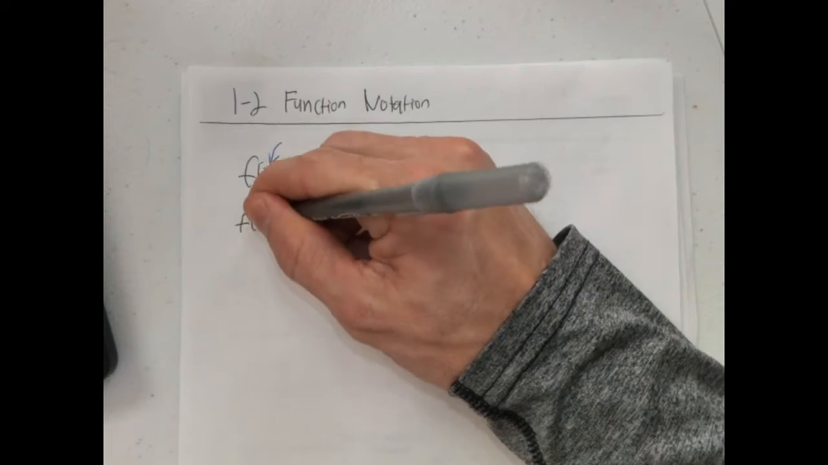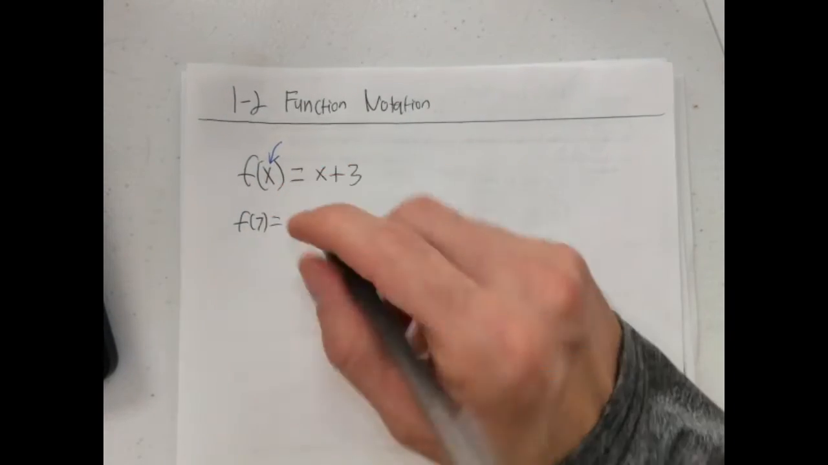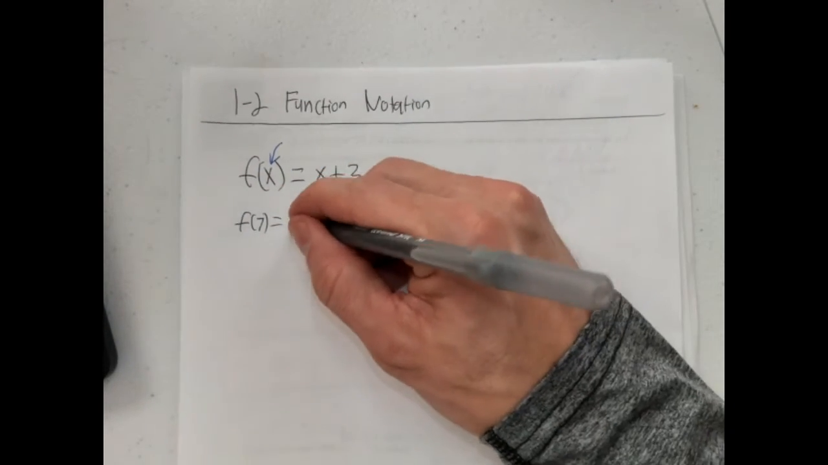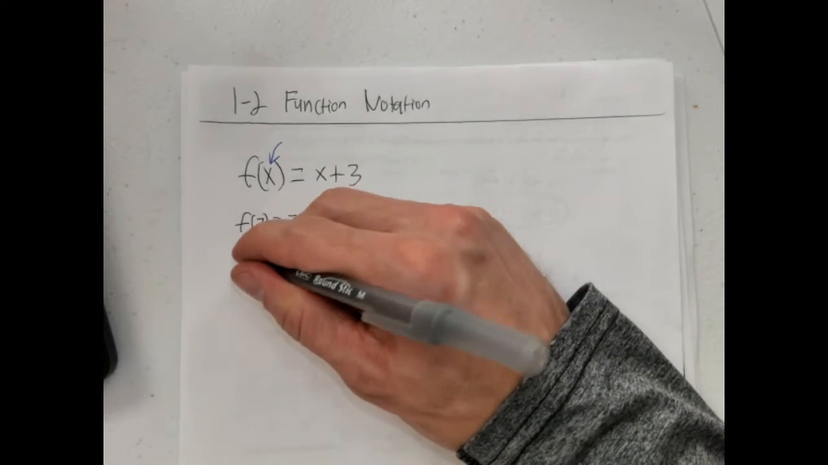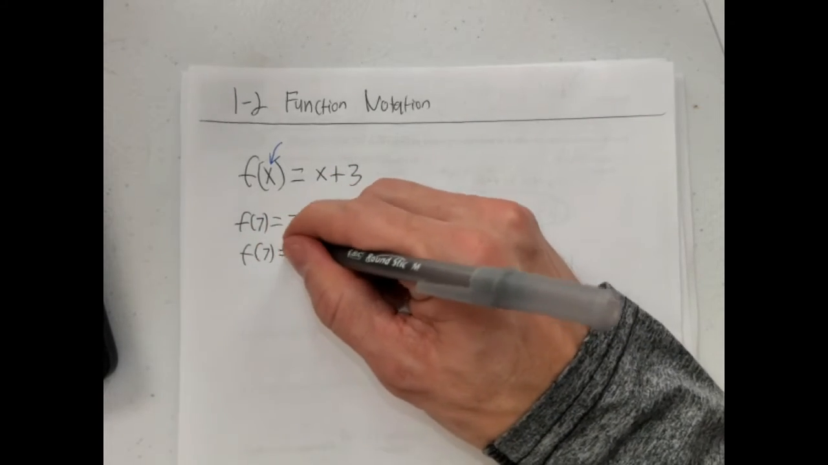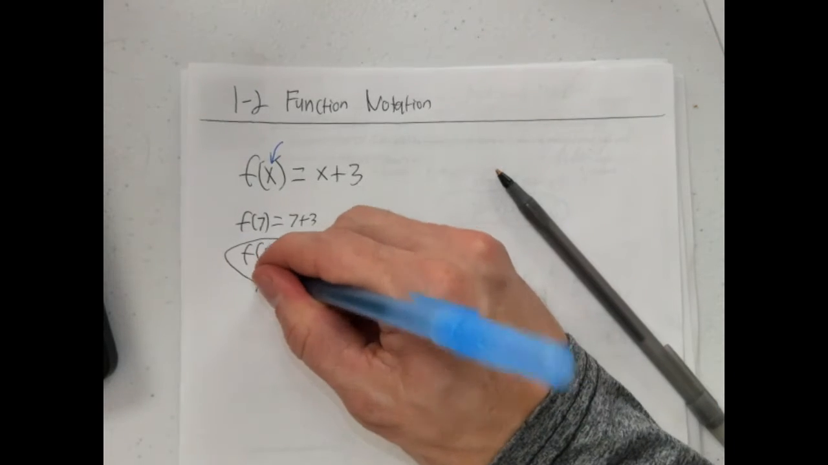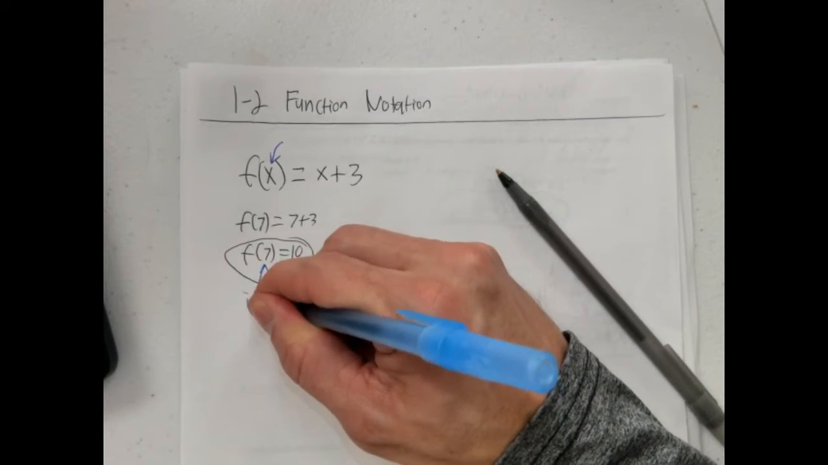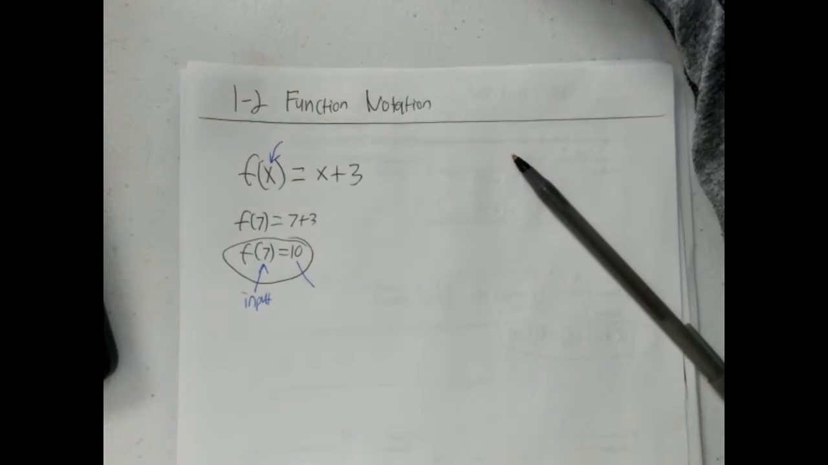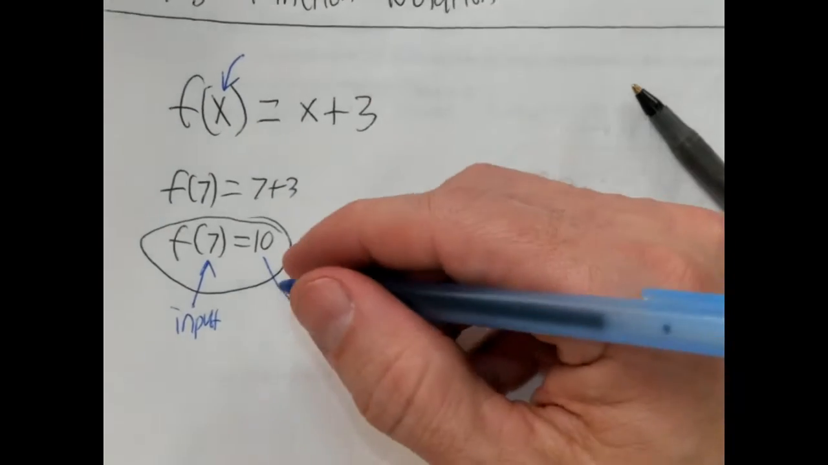So let's just take an example. We're going to go f of 7. So we want to evaluate f of 7. So 7 is going to go where the x is. So 7 plus 3, which of course is 10. So we would say f of 7 equals 10. Okay, so this would be our input. Okay, and let me zoom in a little bit so you can see a little better. And this would be our output.